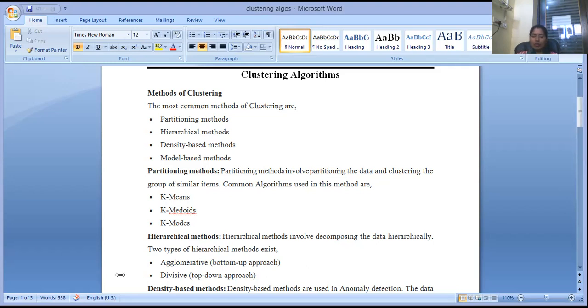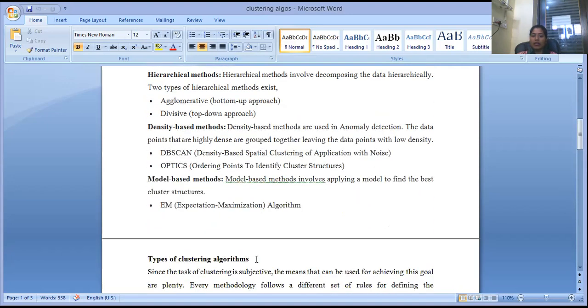Okay, now come to the density-based method. Density-based methods are used in anomaly detection. The data points which are highly dense group together, leaving the data points with low density. You can use applications here like DBSCAN, which is density-based spatial clustering of applications with noise, and OPTICS, which is basically ordering points to identify the clustering structure.